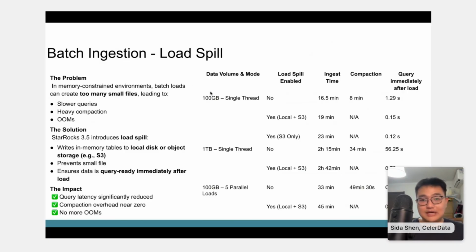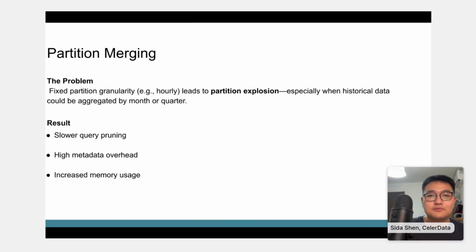Basically, when you have very low memory, you can still write big files, to avoid slow query performance when the load just finished, and also to avoid those heavy compactions and those OOMs. So this is load spill.